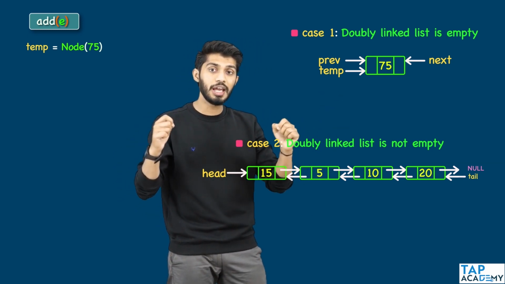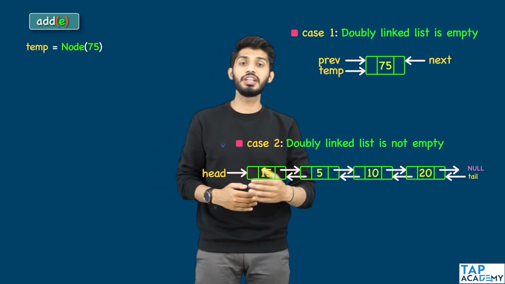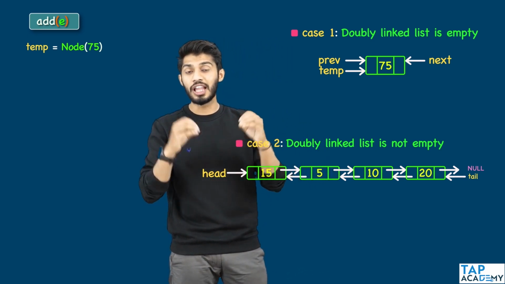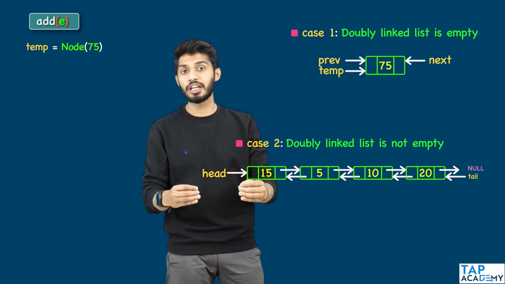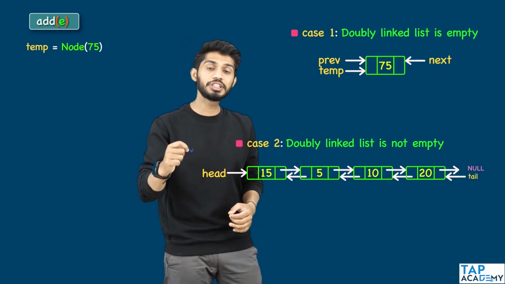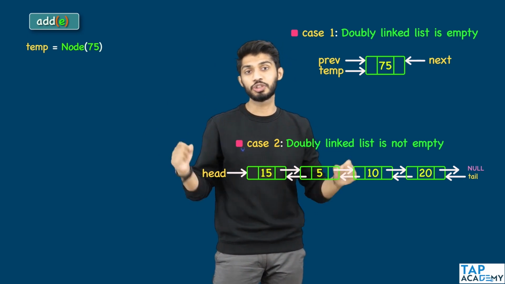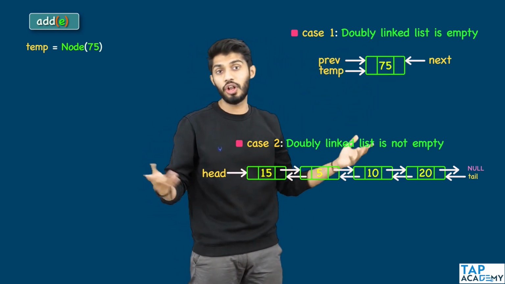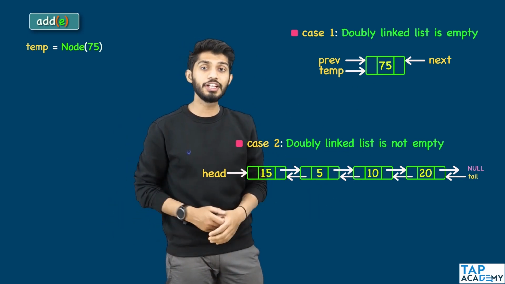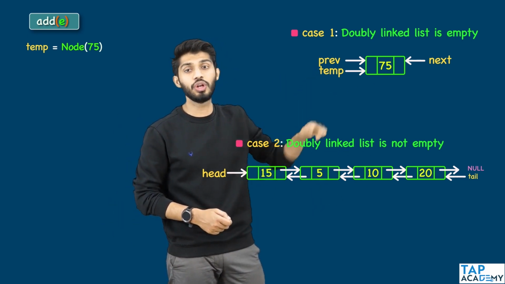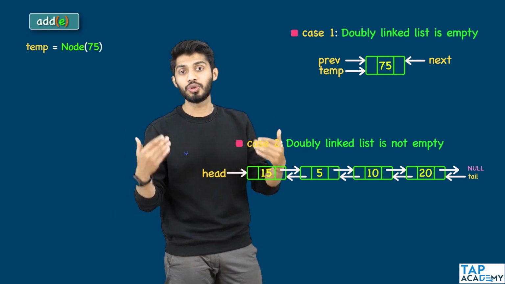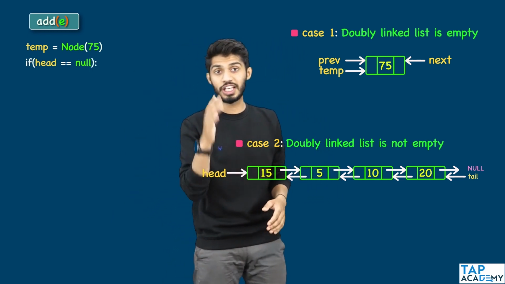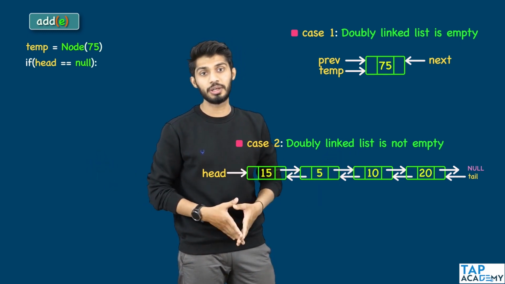Now once I am done with this, what is the next thing that I have to do? I need to check whether there is an element in the doubly linked list or not. How do I check that? Very simple. Either head will be pointing to null or tail will be pointing to null or both will be pointing to null. All I need to say is head equal to null. That's what I am writing over here as well: is head equal to null. If it is equal to null, it means the doubly linked list is empty.